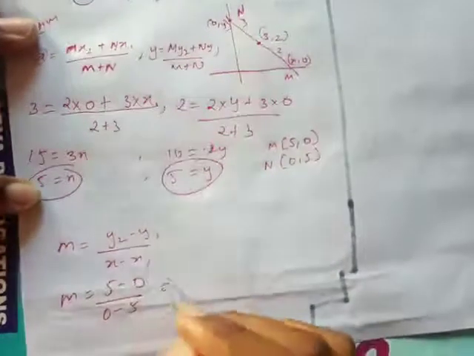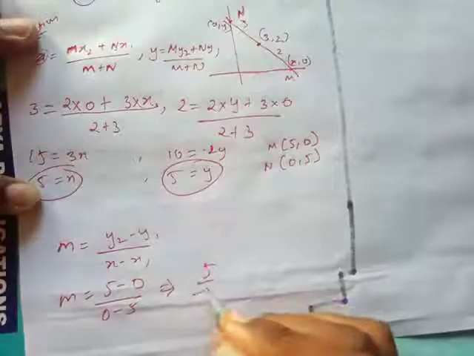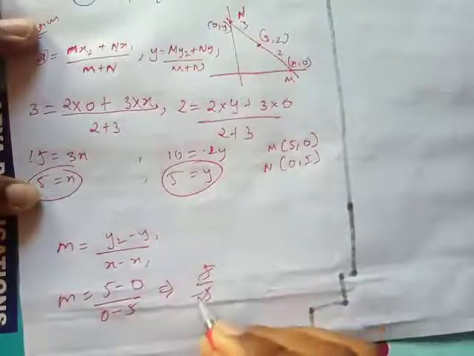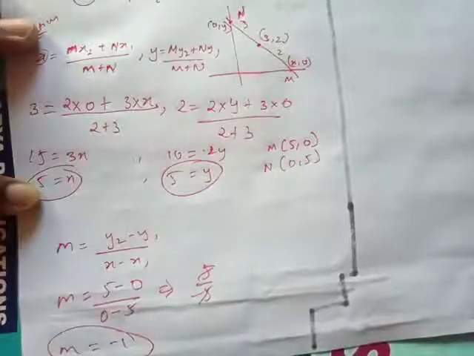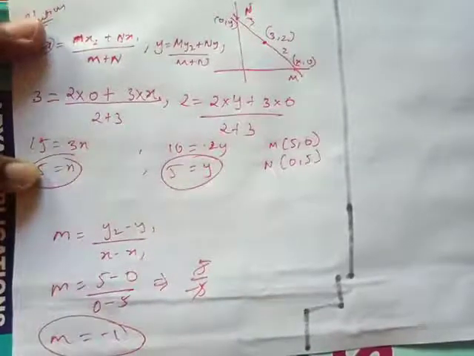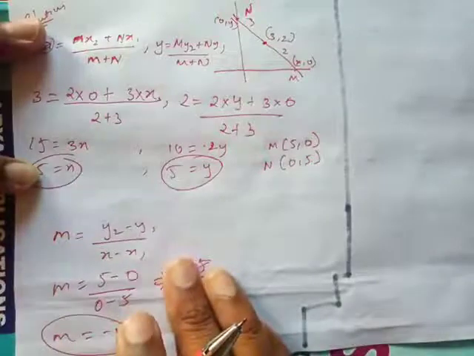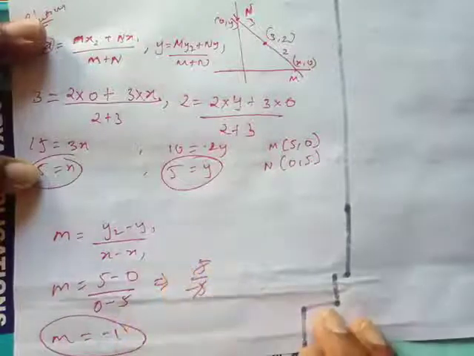So this is going to give me what? 5 upon minus 5. 5 and 5 cancel, what is left? Minus, and 1 comes, so m is equal to minus 1. So what's my slope? My slope is going to be minus 1, and that's how I figure out my answer. Okay.